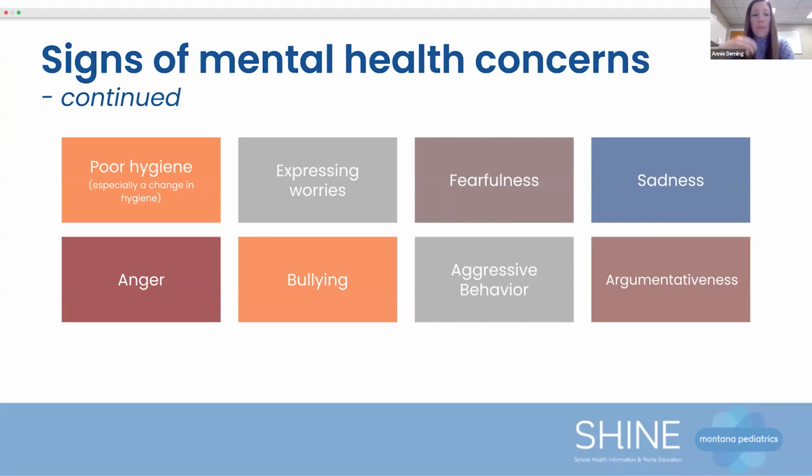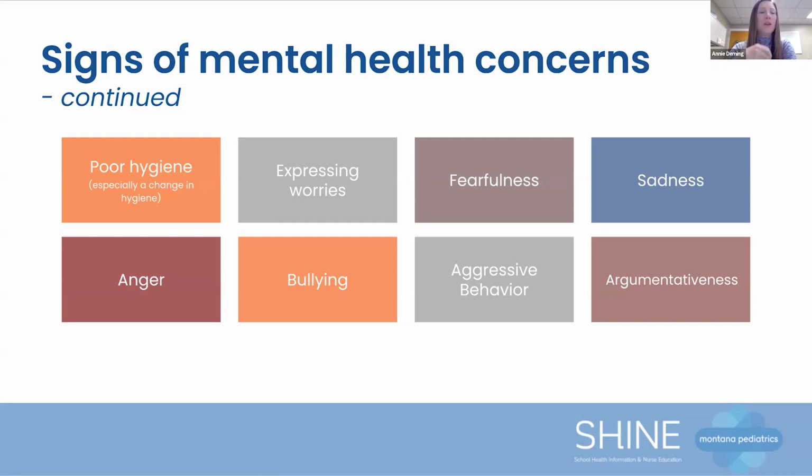Bullying is certainly difficult because oftentimes we want that behavior to stop, but often it's a signal that something else is going on internally with that kiddo. Same with aggressive behavior and argumentativeness. In mental health, we often categorize symptoms of behavior into internalizing and externalizing. Externalizing behaviors are things that we can see: argumentativeness, aggressive behavior, bullying, maybe refusal to do work. All of those things are considered more externalizing.